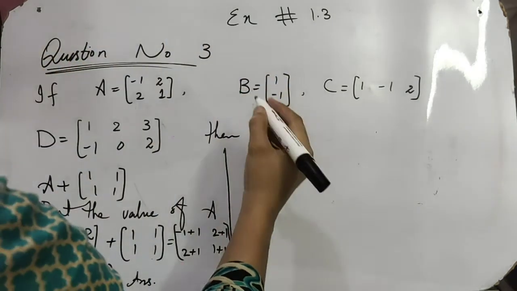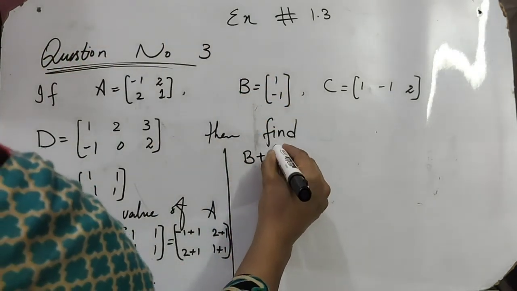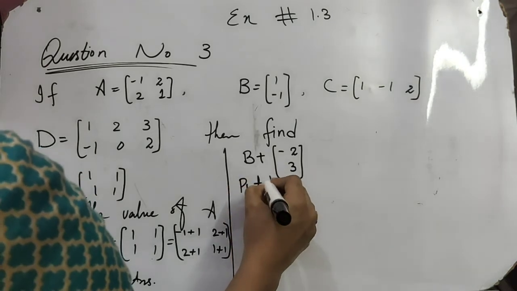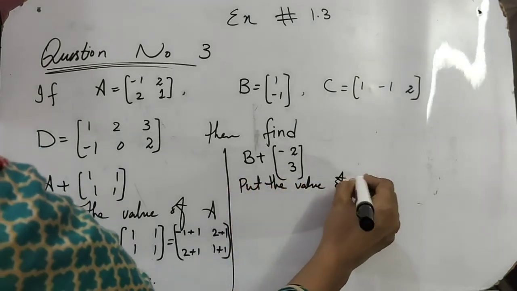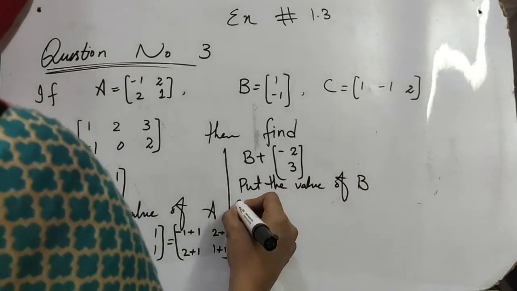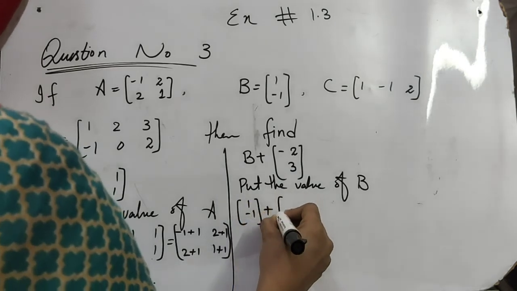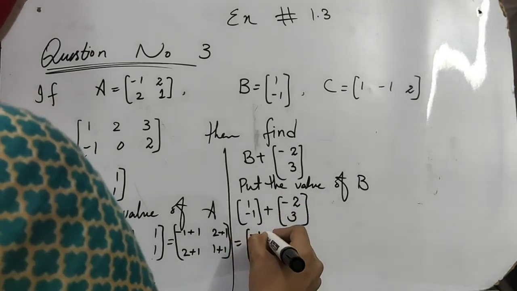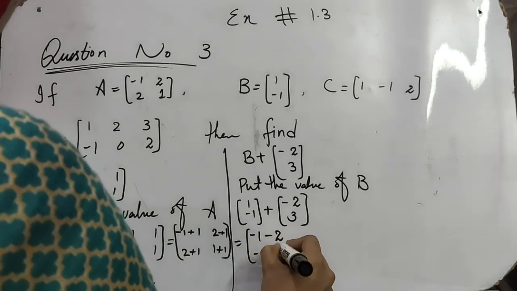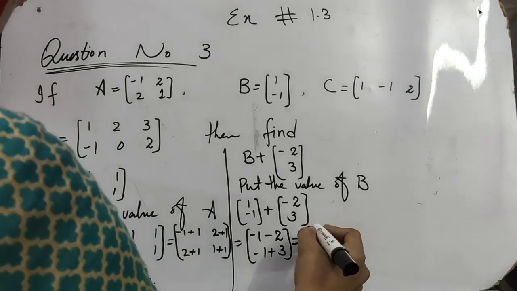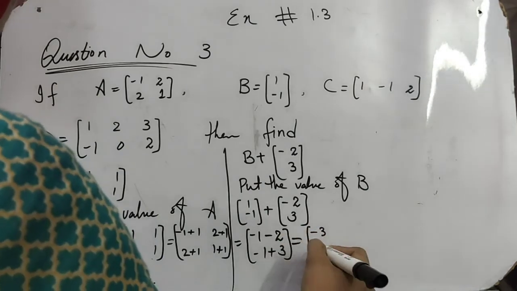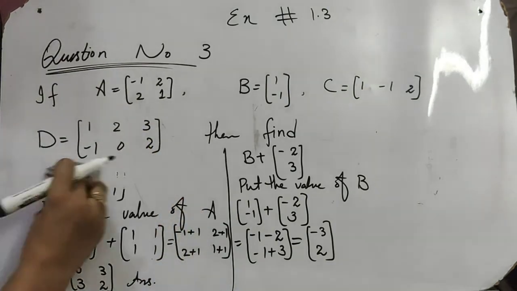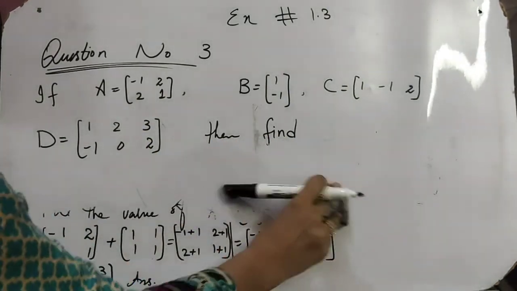Okay, the next is B plus minus 2 and 3. Put the value of B. We will get 1 minus 1 plus minus 2 and 3, which will be equals to minus 1 minus 2, minus 1 plus 3. This is equals to minus 1 and minus 2 is minus 3 and minus 1 plus 3 is 2. Now we will move to the next part.